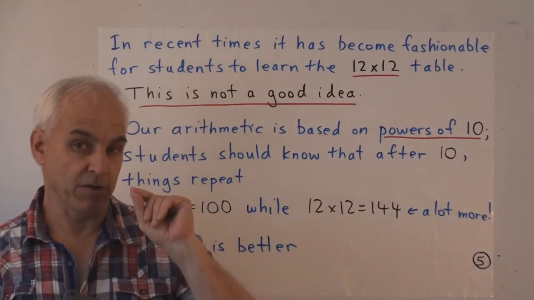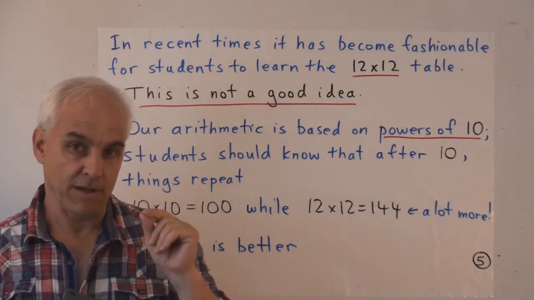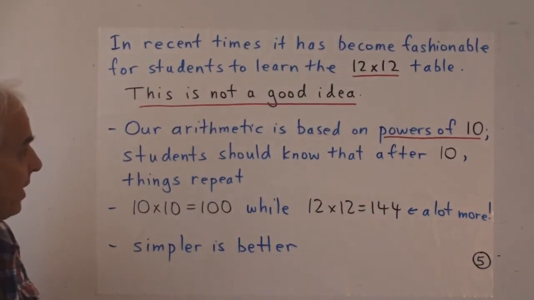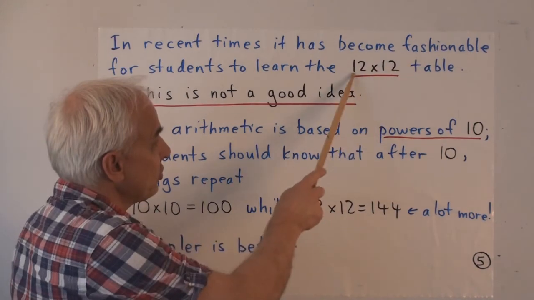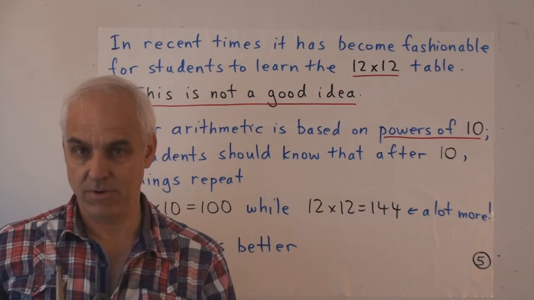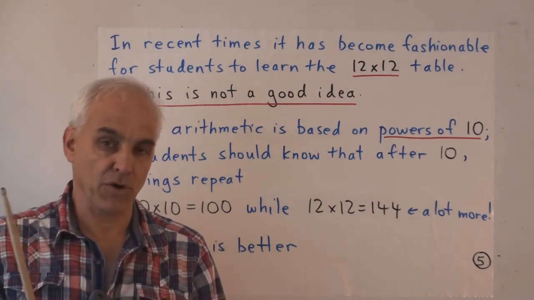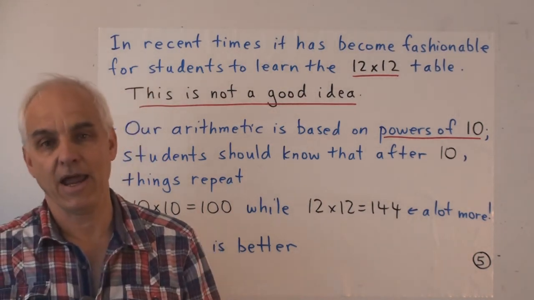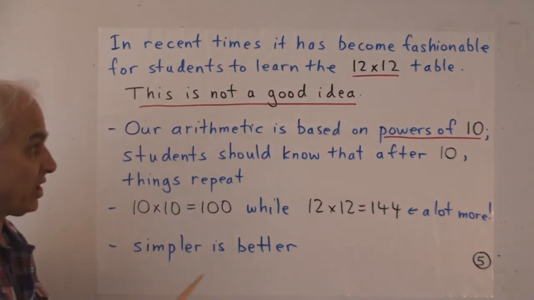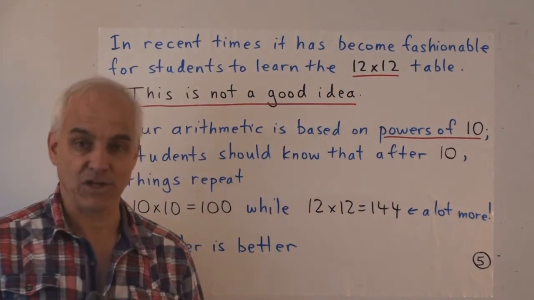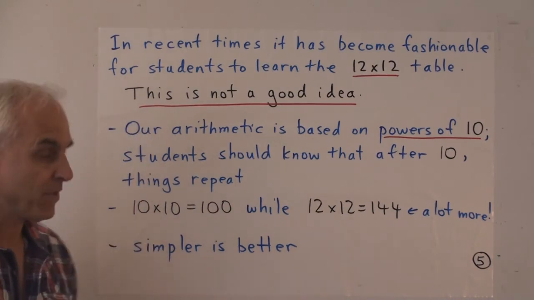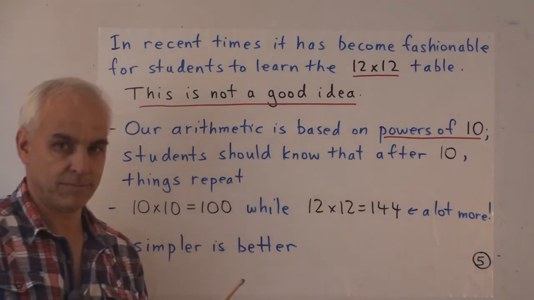I want to say a few words about an alternative approach to the multiplication table that has become fashionable in certain circles. In certain schools, students learn the 12 by 12 table instead of the 10 by 10 table. So they go further. They learn also multiples of 11 and multiples of 12. In fact, in my daughter's school, she learned the 12 by 12 multiplication table. Now, in my opinion, this is only my opinion, this is not a good idea.